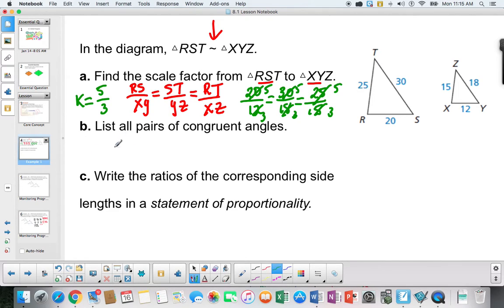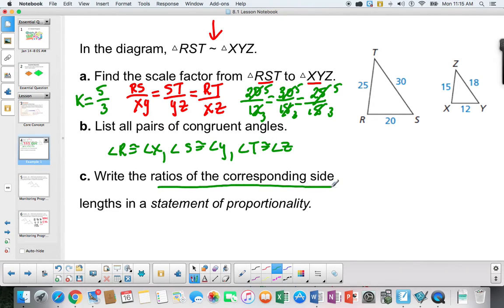Now all the congruent angles, so I just look at the similarity correspondence, and angle R will be congruent to angle X. Angle S is congruent to angle Y, and angle T is congruent to angle Z. And I've really already written the corresponding sides when I did it up here in red. And that is called the statement of proportionality.